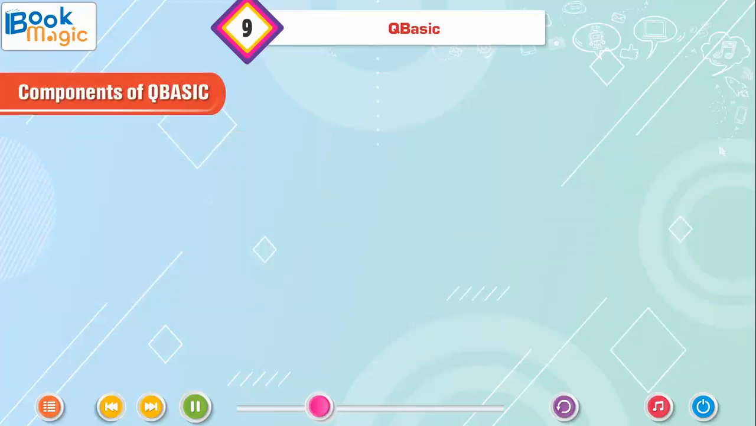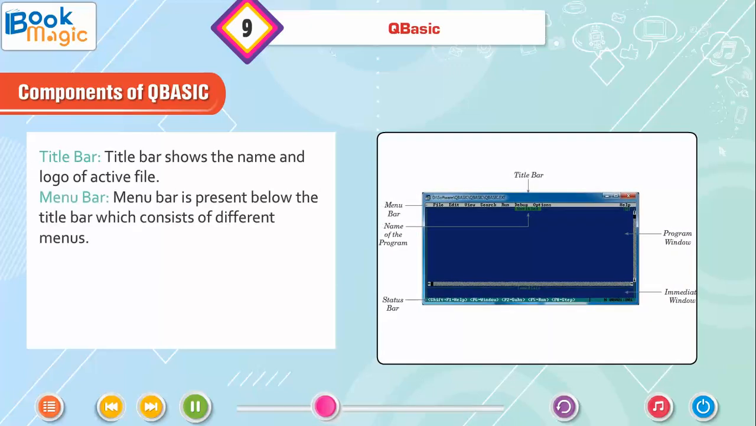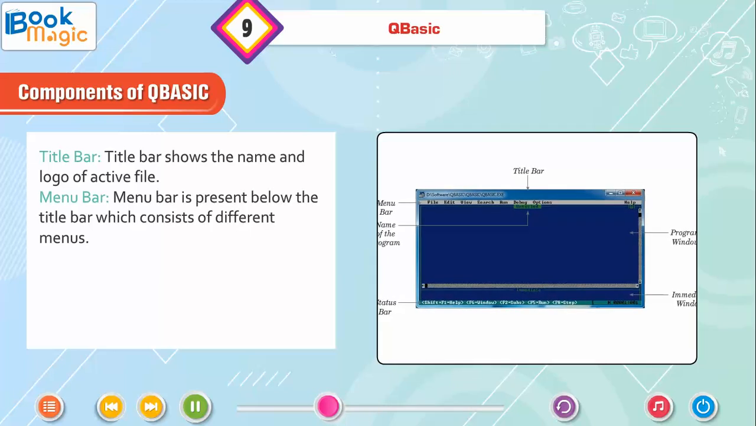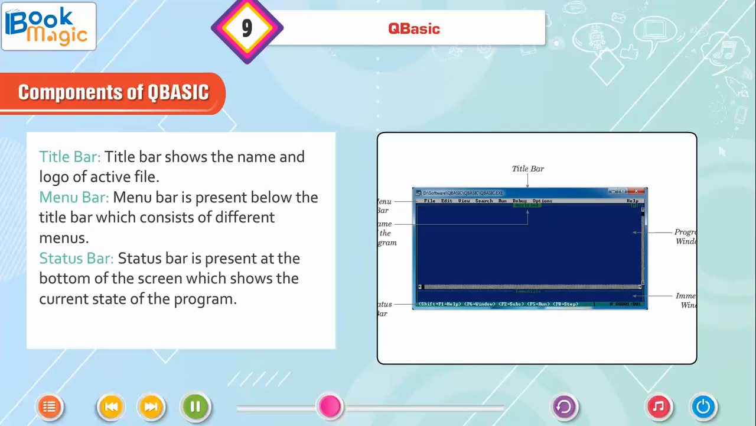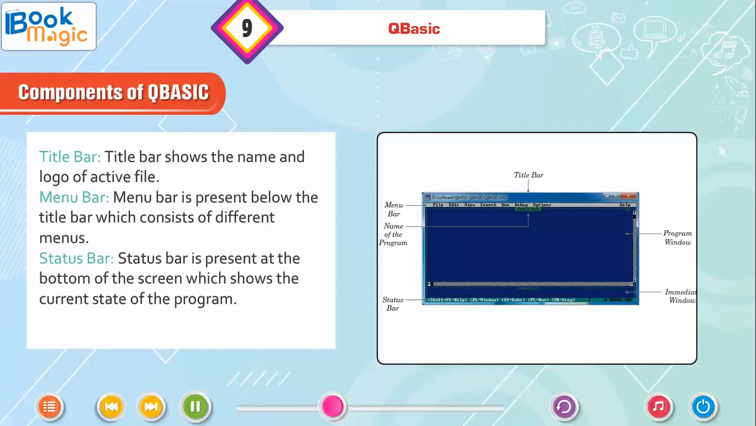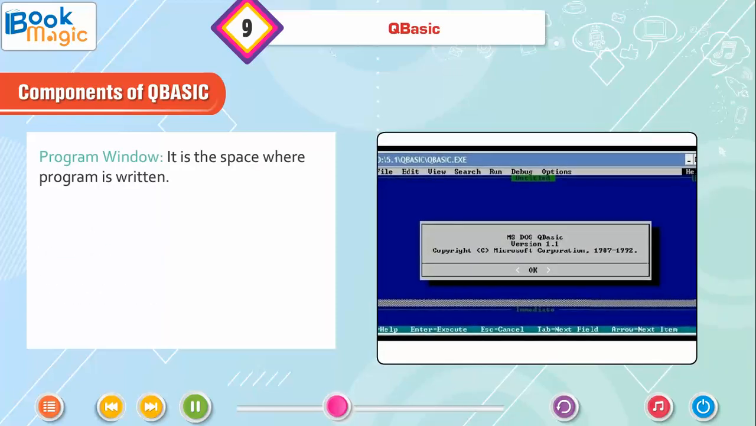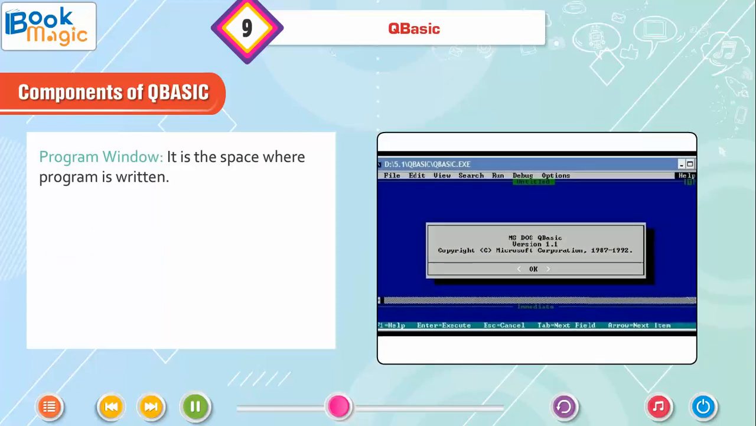Components of QBasic. Title bar. Title bar shows the name and logo of the active file. Menu bar. Menu bar is present below the title bar, which consists of different menus. Status bar. Status bar is present at the bottom of the screen, which shows the current state of the program. Program window. It is the space where the program is written.